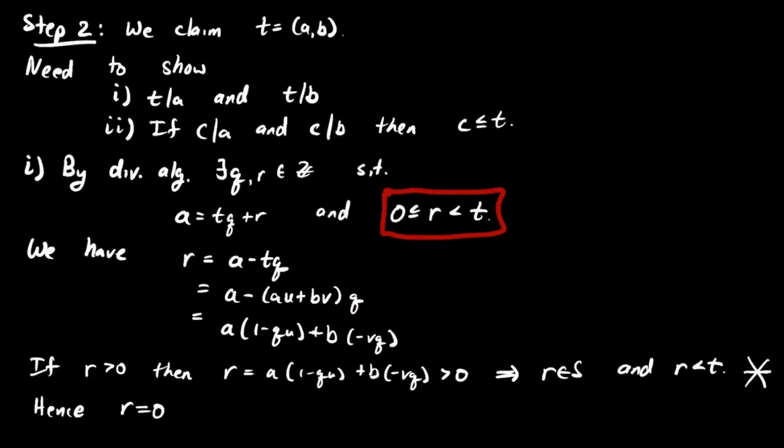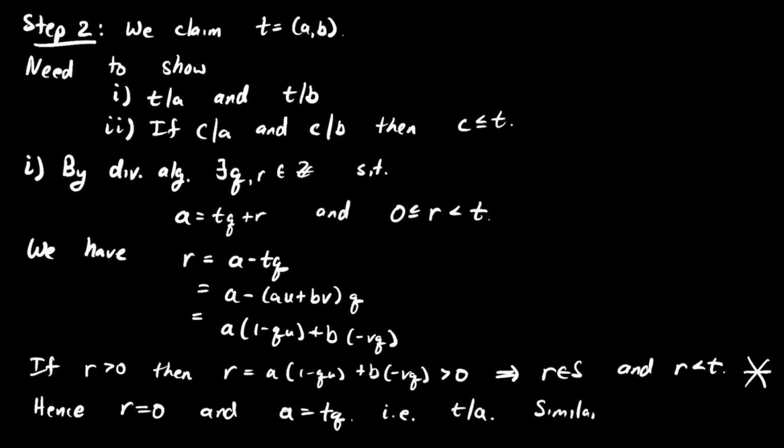R cannot be positive. So we must conclude that R is equal to 0, and A is equal to T times Q. In other words, T divides A. And similarly, same exact proof, just replace all the A's with B's, T divides B.